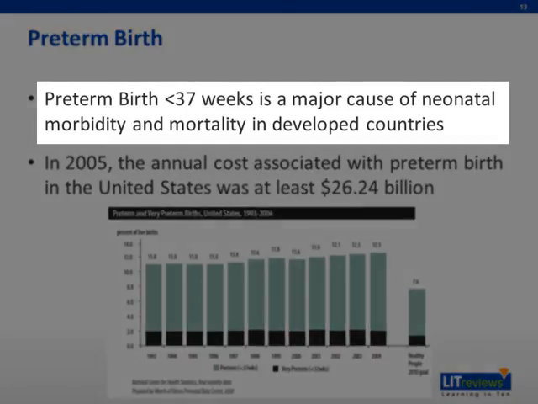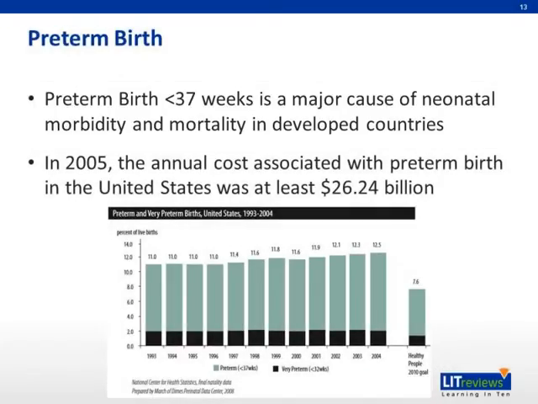Preterm birth is defined as delivery at less than 37 weeks. In the US, the number of preterm births has been on the rise and was reported to be 12.5% in 2004. This has resulted in over $26 million in cost.